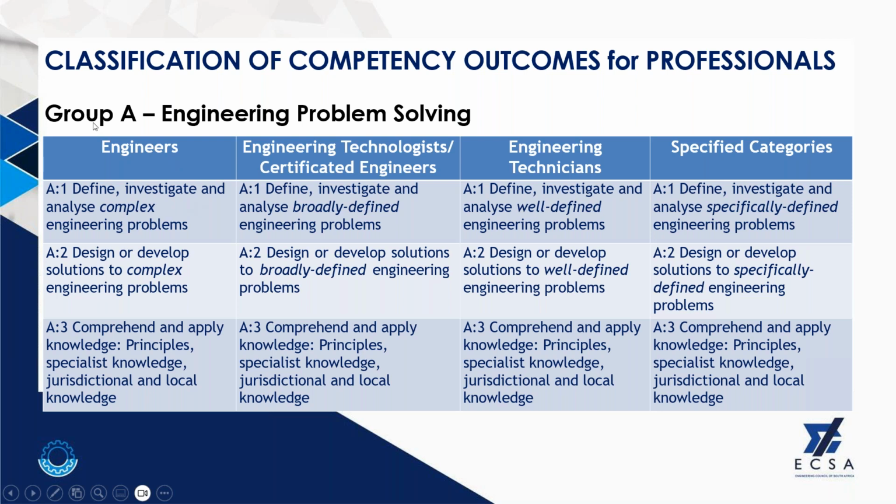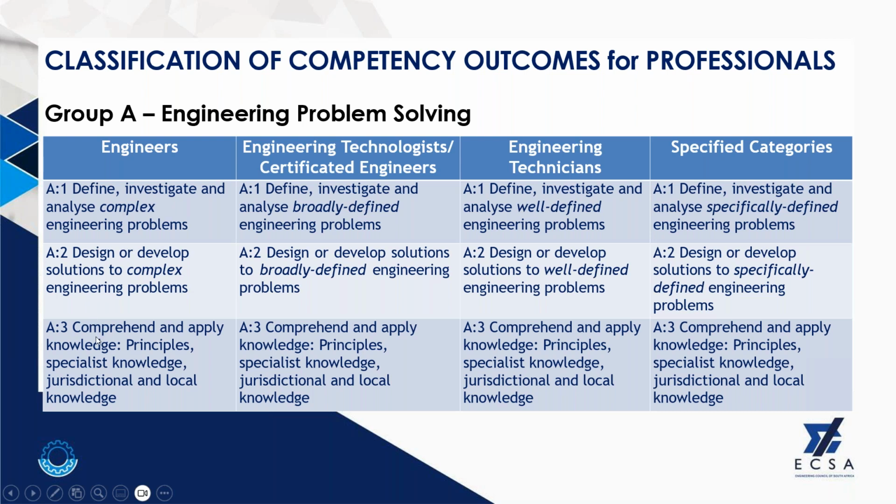So for engineers, in terms of outcome group A, whereby you are required to solve an engineering problem, you will need to define, investigate, and analyze a complex engineering problem. I want you to underline complex engineering problems. This is the person who holds BSc Eng, B Eng, M Eng. So you are required to solve or analyze the complex engineering problem. And in terms of design or develop solution, it has to be at a complex level as well.